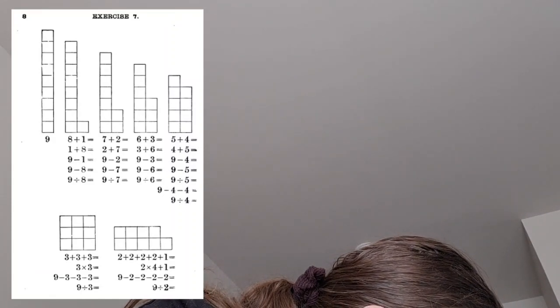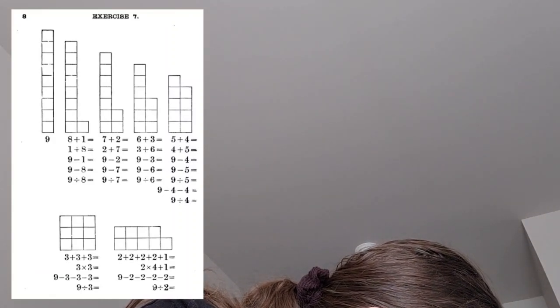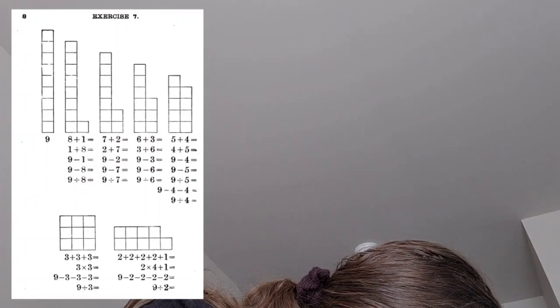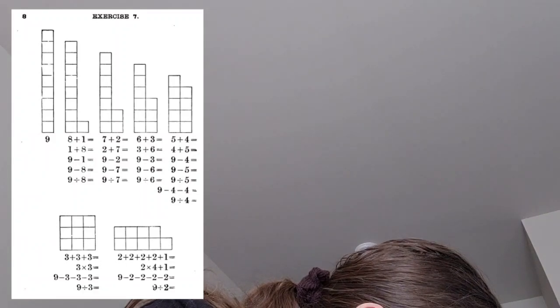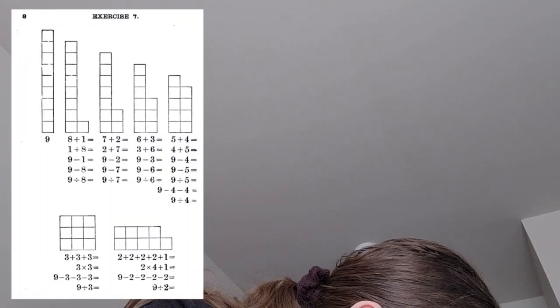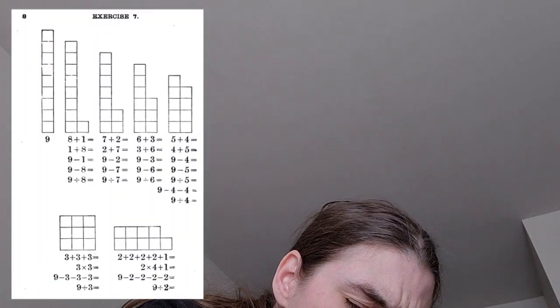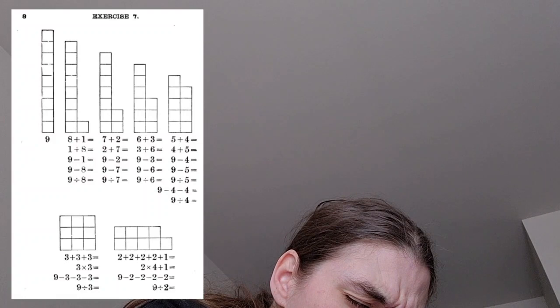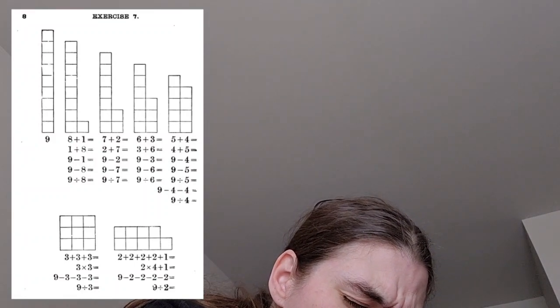7 and 2 are 9. 2 and 7 are 9. 9 less 2 is 7. 9 less 7 is 2. And 9 divided by 7 is 1 and 2/7.